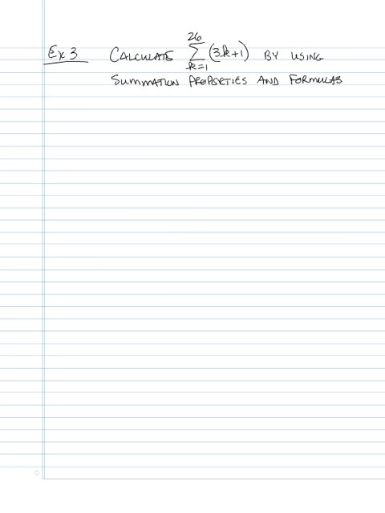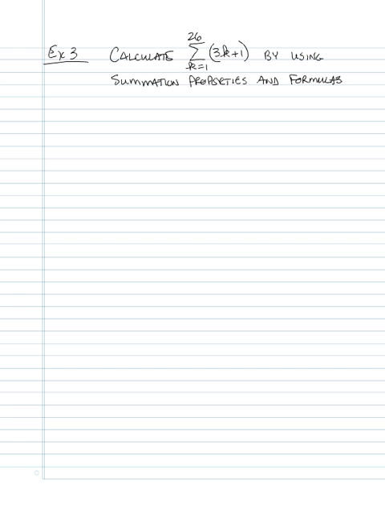Okay, in this example 3 that I just wrote down, we're to calculate the sum from k equal 1 to 26 of 3k plus 1 by using summation properties and formulas. Now, please go with the spirit of what we're doing. I suppose you could write this out and get out your calculator and start adding, but then you're not learning anything.